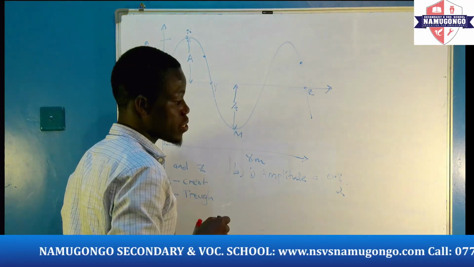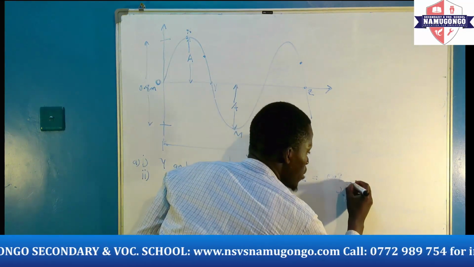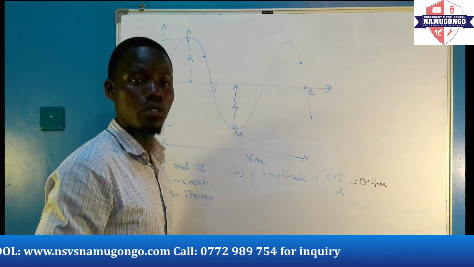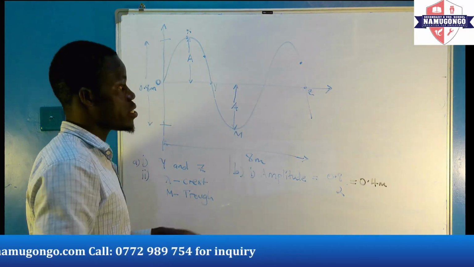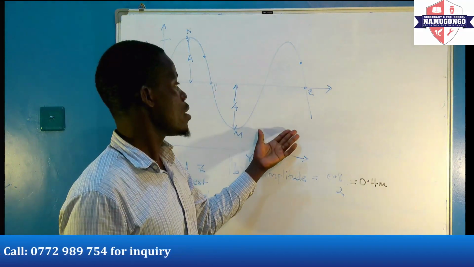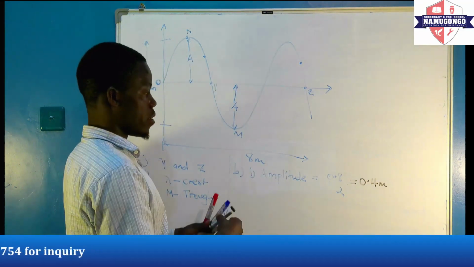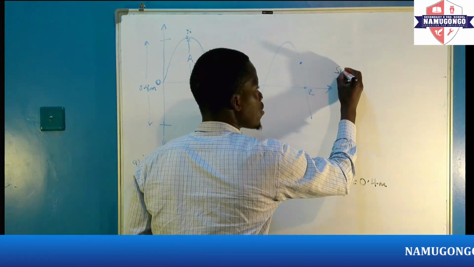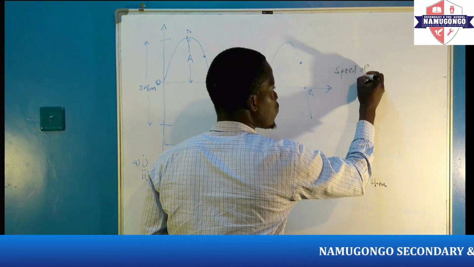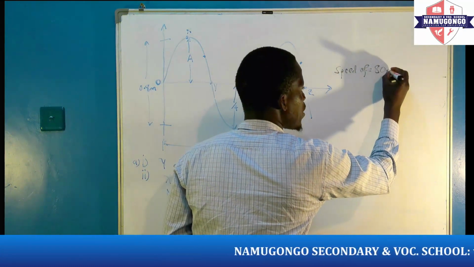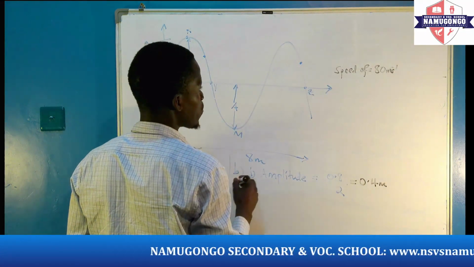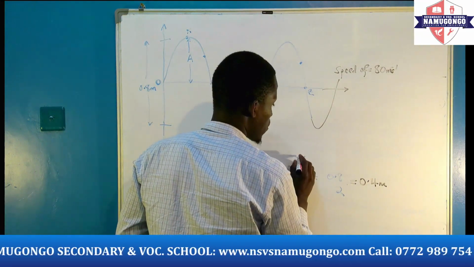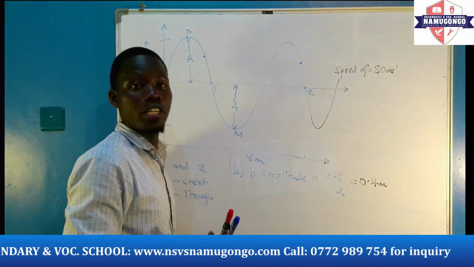This gives us 0.4 meters, and that is our amplitude. The next question says, if this wave is moving at a speed of 80 meters per second, determine the frequency?